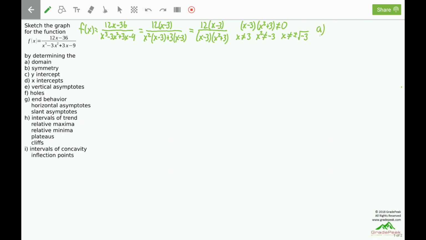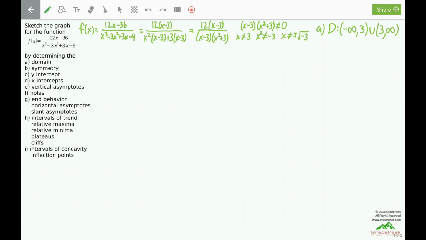So for part A, the domain will be all real numbers except positive 3. It'll be all real numbers to the left of positive 3, negative infinity up to positive 3, not including it, round bracket, union, all real numbers to the right of positive 3, not including it, round bracket, up to positive infinity.